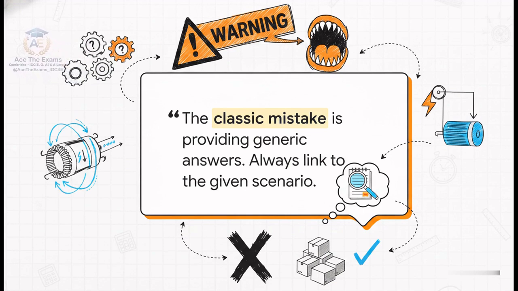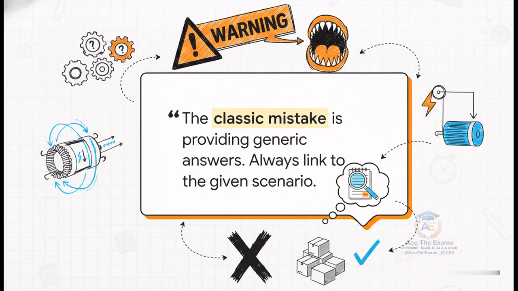Remember Alex from the very beginning of our explainer? This is the exact trap he fell into. He wrote down everything he possibly knew about electromagnetic induction when looking at a diagram of a transformer. But he never actually mentioned the specific number of turns on the primary and secondary coils that were literally printed in the diagram right next to the question.